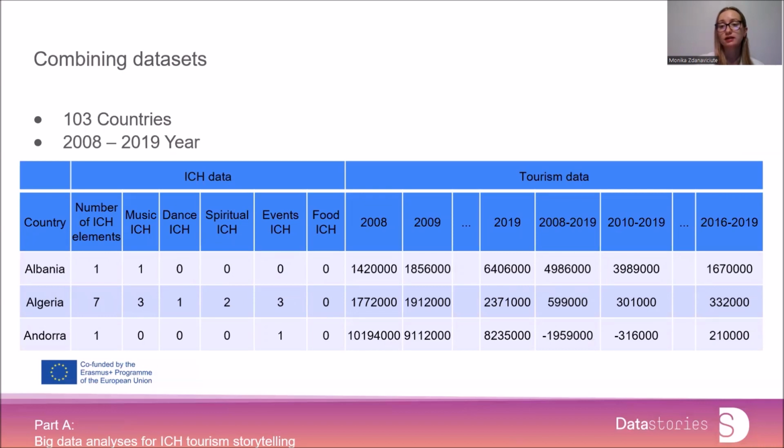And now the united dataset consists of 103 countries, from 2008 to 2019. The rows are different countries, and in columns we have the number of total ICH elements, the number of specific ICH elements, tourist arrivals in a country every year, and change in tourists in different time intervals. So for example, a column named from 2008 to 2019 shows the difference of tourist arrivals between these 2 years. So we can see that in Albania and Algeria tourist numbers increased in that time interval, while Andorra's tourist numbers decreased.